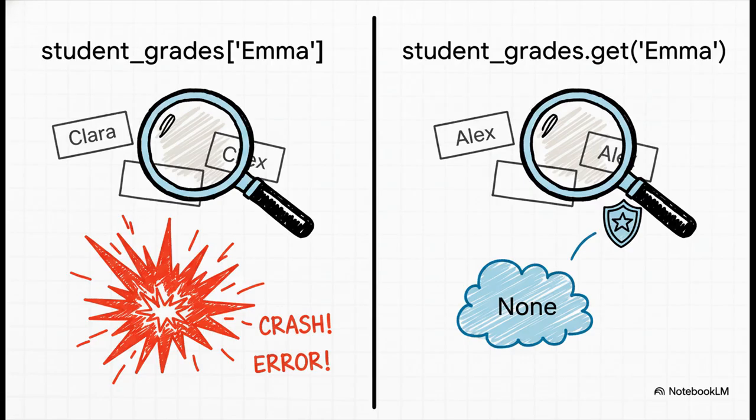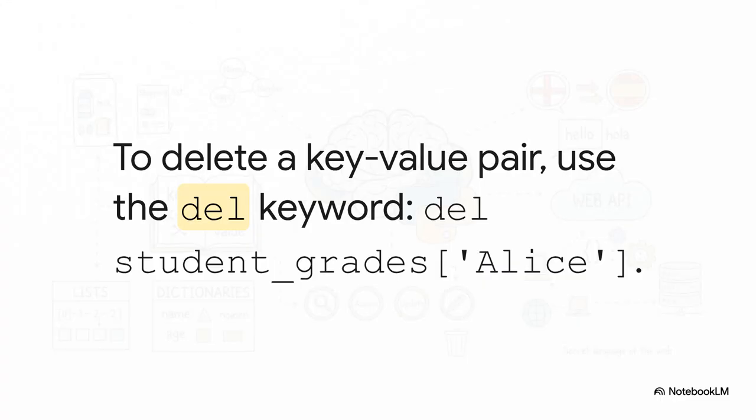So the safer way, the pro way, is to use the .get method. If you use get Emma and she's not there, it won't crash. It'll just calmly return, well, nothing. It's much safer. And the last move, deleting.